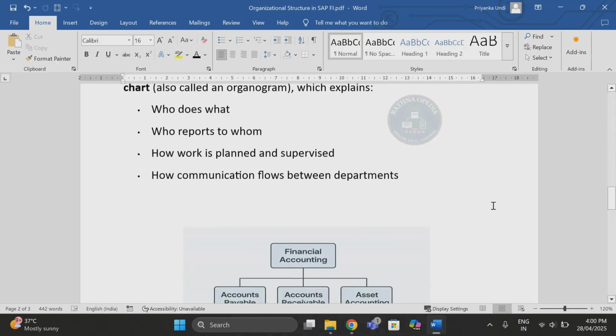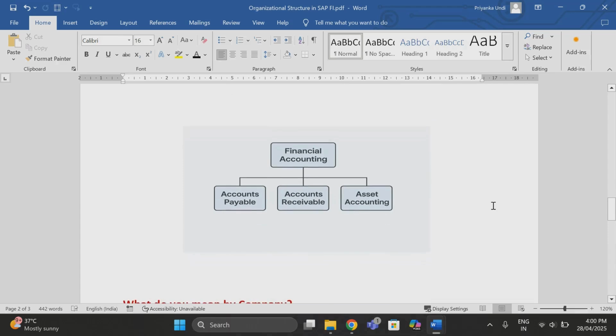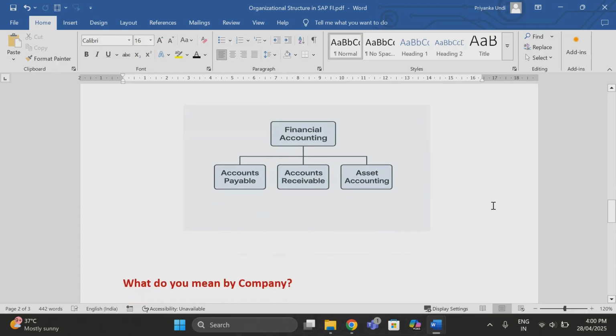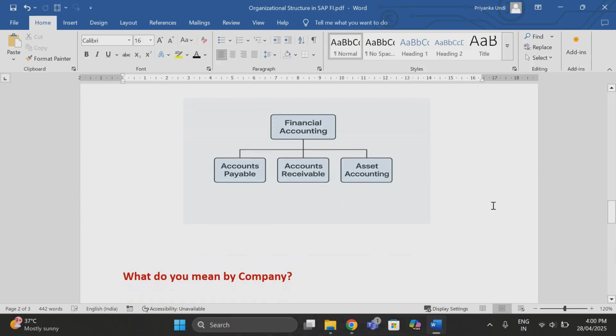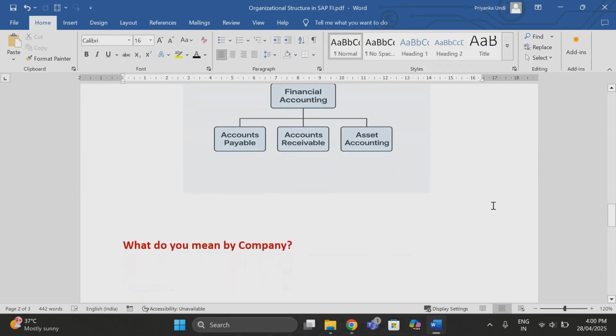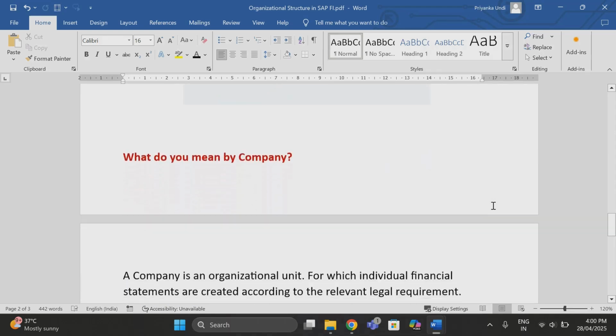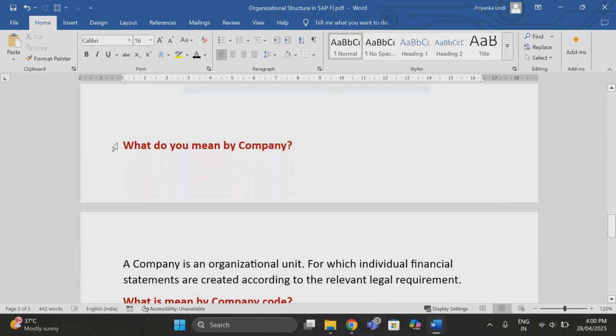Okay, so this is a small image of how an organizational structure will be in FI: financial accounting, accounts payable, accounts receivable, and asset accounting. Here I have given a few questions.